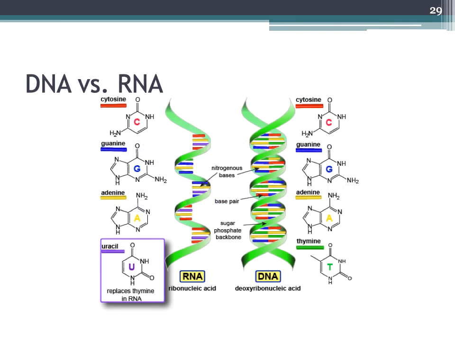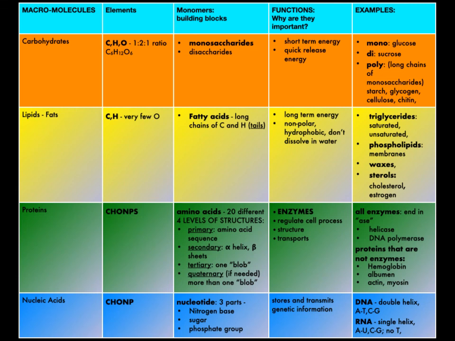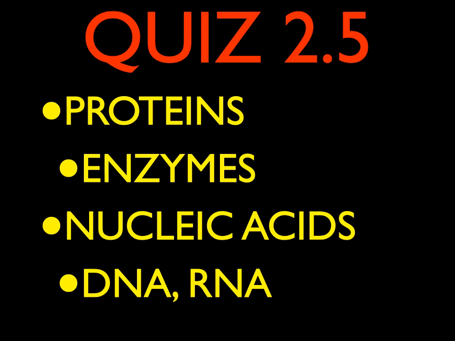Here is DNA versus RNA and their differences. Don't forget, you have U instead of T. You have a single helix instead of a double helix. This is a table I've made that should be available on your topic page, and that will finish it.